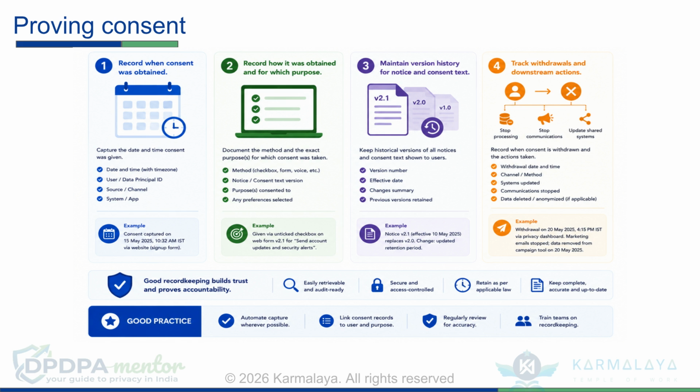Proving consent is a legal necessity. You must document when and how consent was obtained, maintain historical versions of your notices, and keep clear records of any withdrawals and subsequent actions taken. In compliance practice, undocumented consent is risky consent. Good records should show the text presented, timestamp, collection channel, identity link, and any subsequent withdrawal or change history.